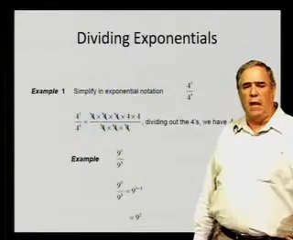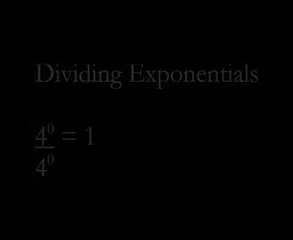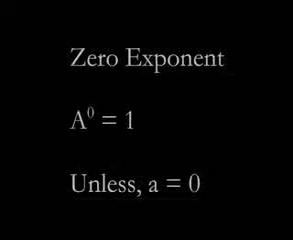Now there is one more part of dividing, and that is if you have an exponent that is a 0, like 4 raised to a power, and you divide it by 4 raised to the same power, well, any number divided by itself is 1. So any number raised to the power 0, except for 0, will be 1.